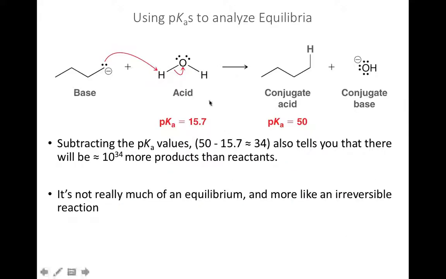Here's another example. In this case, water has a pKa of 15.7. This guy has a much larger pKa. Again, the smaller the pKa, the stronger the acid. So water is a much stronger acid than this guy, and so this is going to really force the equilibrium to the other side, and so this isn't even really an equilibrium. There's such a difference between the pKa values that this reaction really goes to completion.